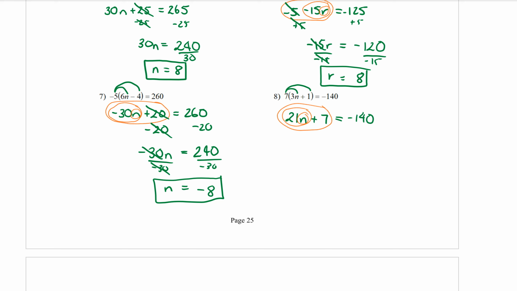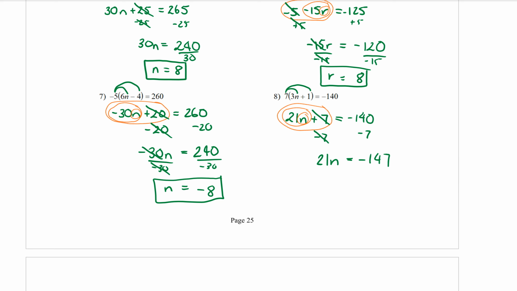So I need to get rid of the plus 7. The opposite is to subtract 7. So that leaves 21n equals, on the right hand side, minus 140 minus another 7 is minus 147.